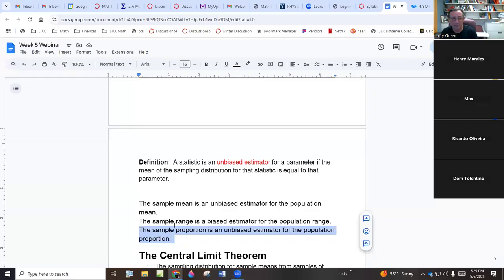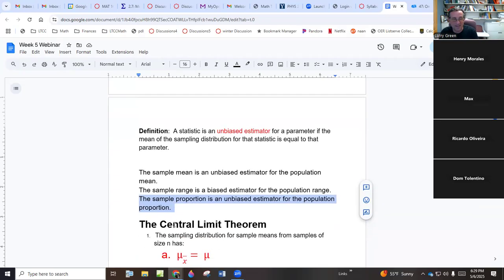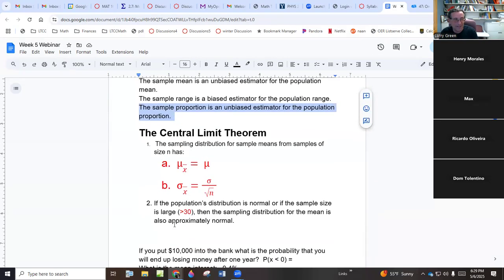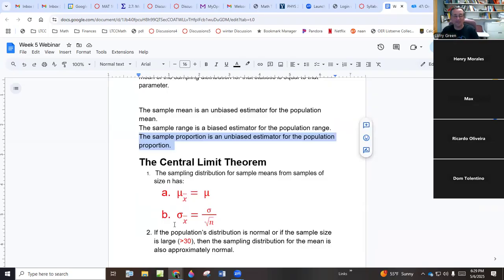Any questions on that? Okay, now here comes the big theorem. This is the central limit theorem for means. There's going to be 3 because we're going to start with means. Okay, and here it is. A sampling distribution for sample means from samples of size n has, first, mu sub x bar equals mu. That says that the sample mean is an unbiased estimator for the population mean. Any questions on that? Okay, that's a really easy one.